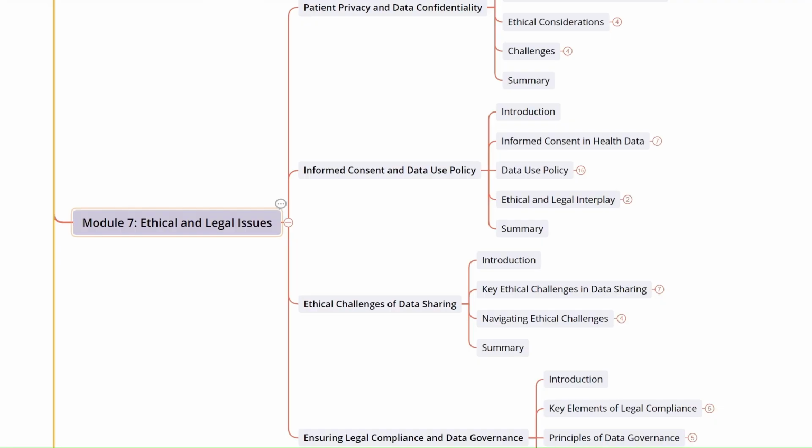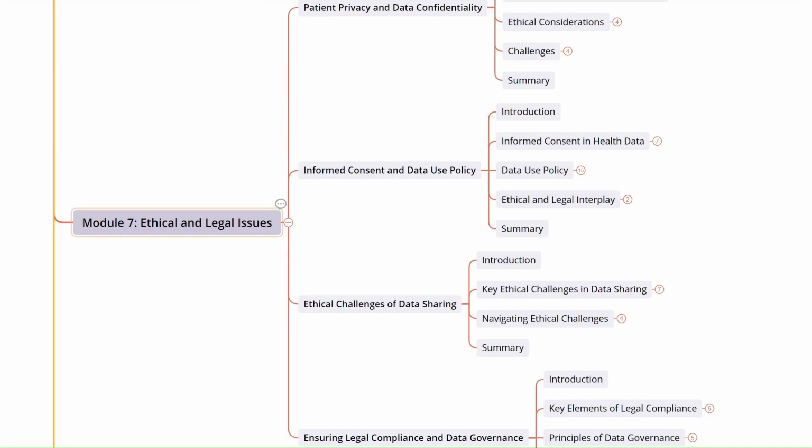A critical module within this discipline is ethical and legal issues in health informatics. This area addresses the complex considerations that arise from collection, storage, sharing, and use of health data. As digital health records, telemedicine, and data analytics become more prevalent, questions about privacy, consent, and ownership of health information come to the forefront.